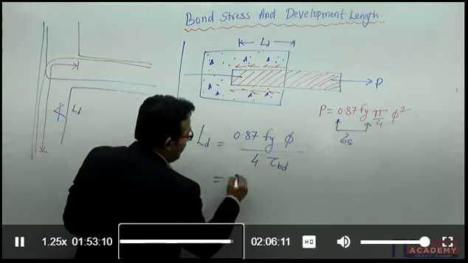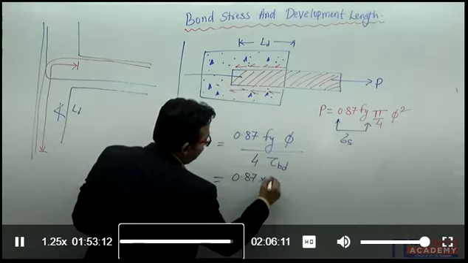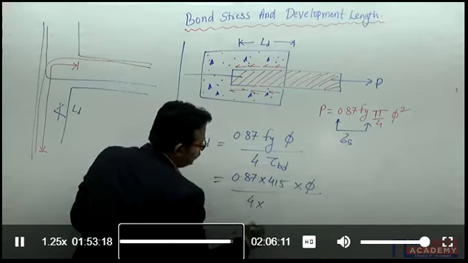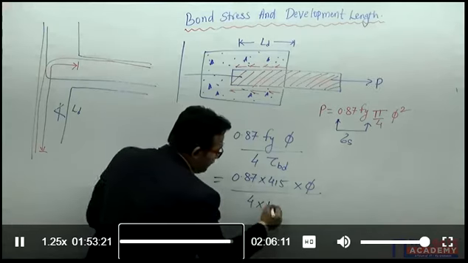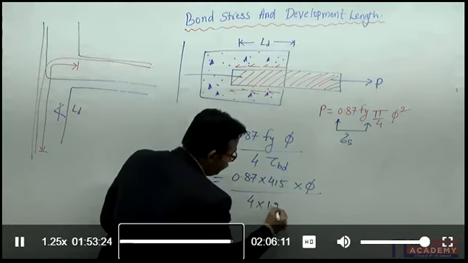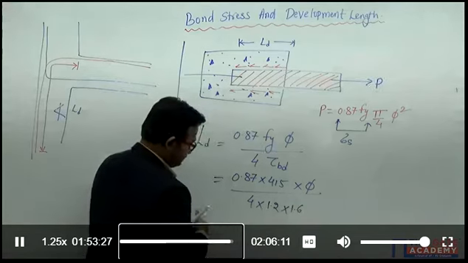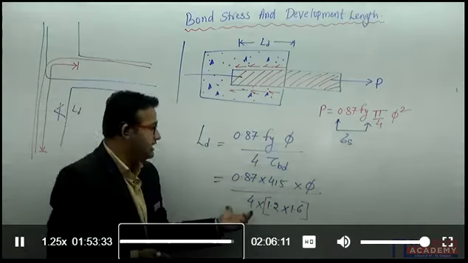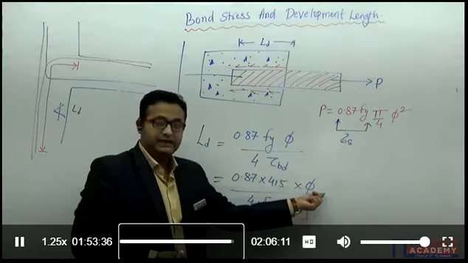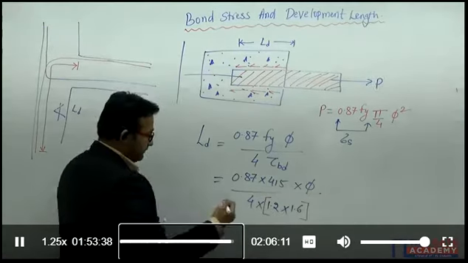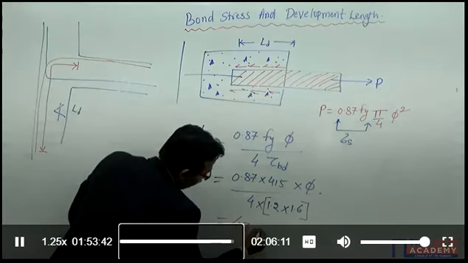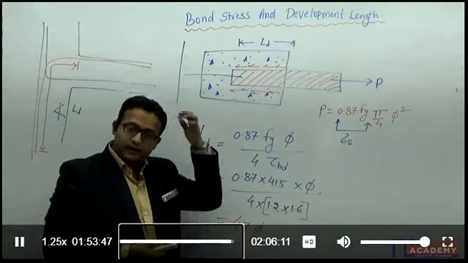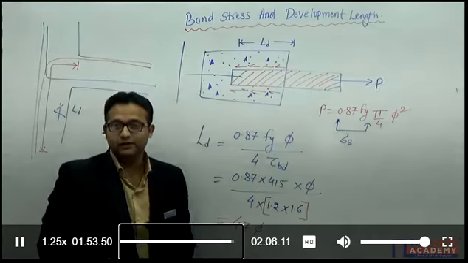So definitely I am going to write 0.87 into 415 into phi divided by 4 into tau BD. I can write here 1.2 they have given, and it should be increased by 1.6, that is, by 60%, right? So 4 tau BD I have written. All the values are given to me. In terms of phi I can calculate, and I am getting the answer nearly equal to 47 phi. So the answer is 47. Yeah, Raipur student got the answer 47. Good.